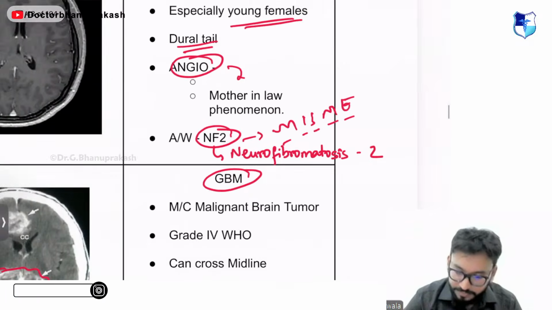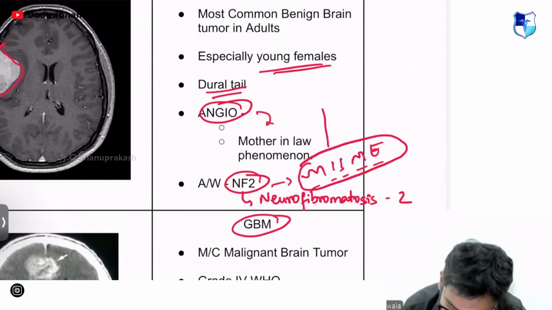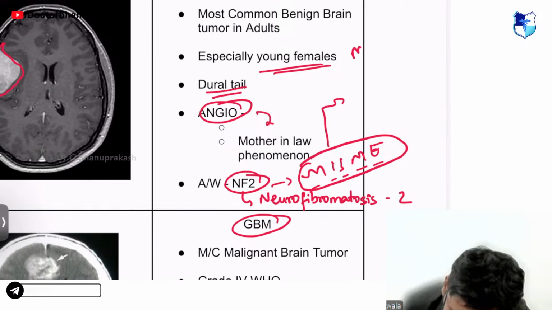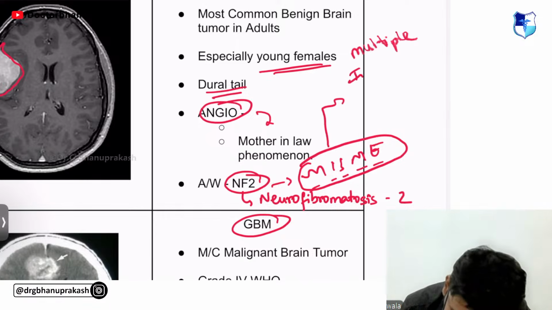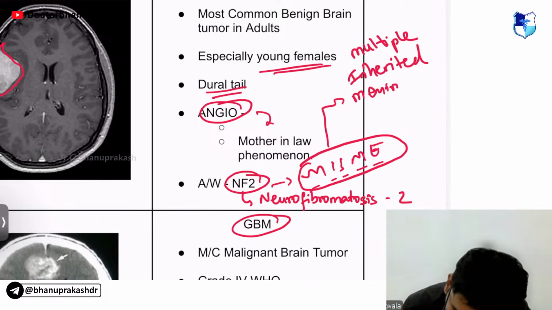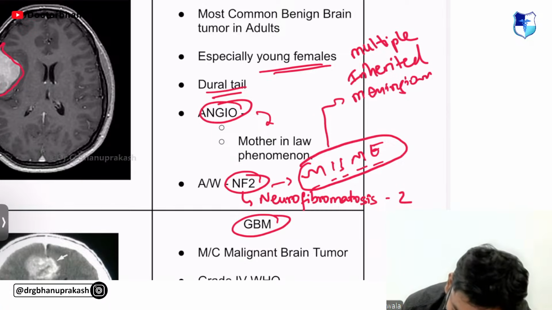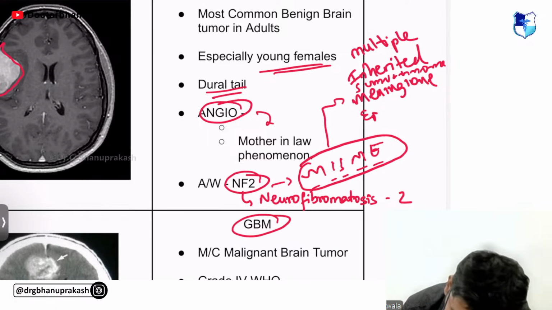I'll write the mnemonic here. This is the mnemonic, guys, for NF2. The mnemonic is: Multiple, Inherited, Meningioma, Schwannoma, and Ependymoma.